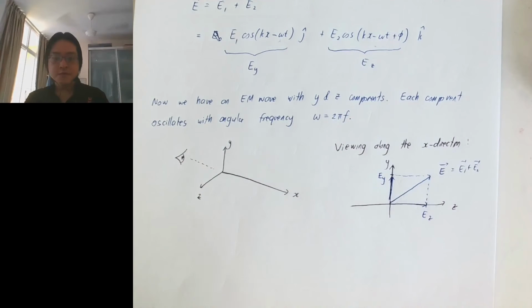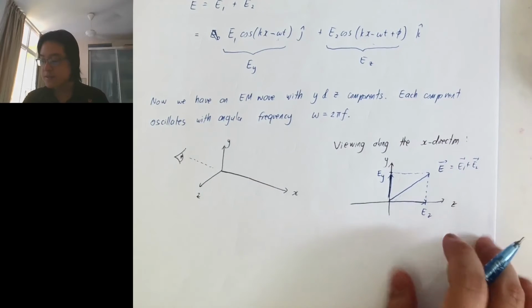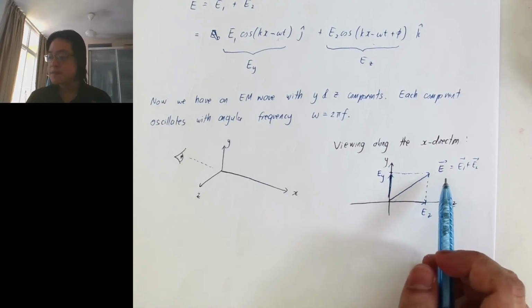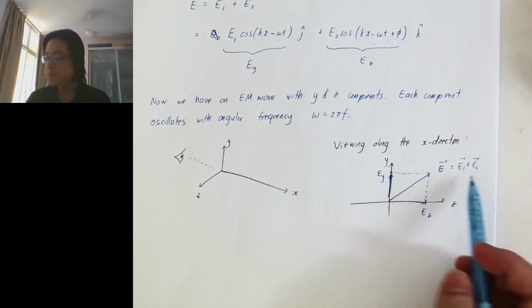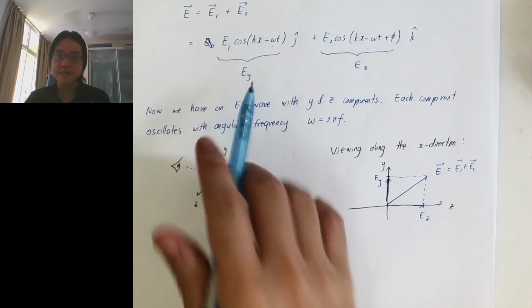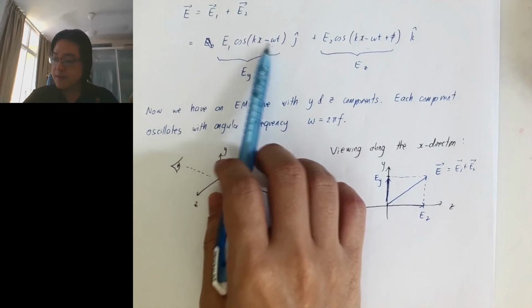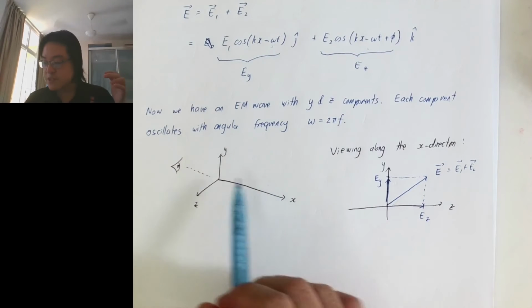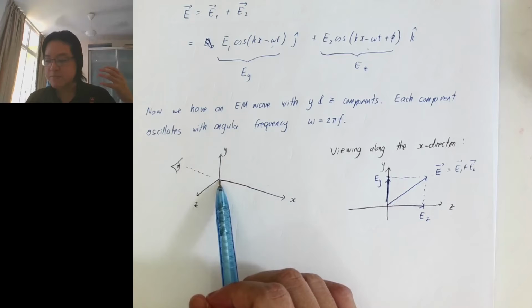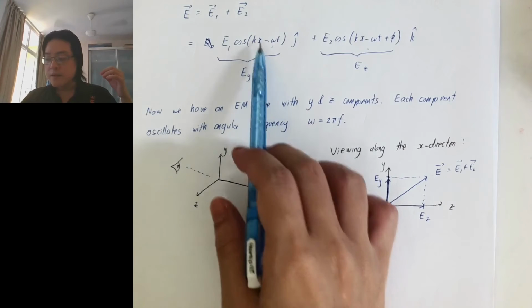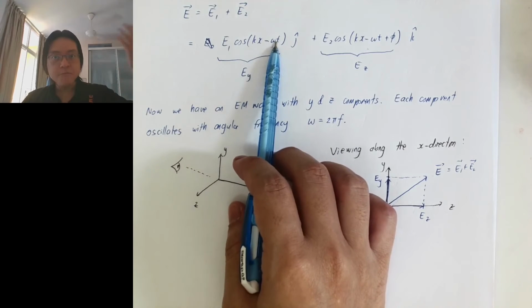Okay, so this is our vector if I view it from this. So now at a fixed position, right? If I'm looking at it at a fixed position, the x is fixed, but the time will change, right?